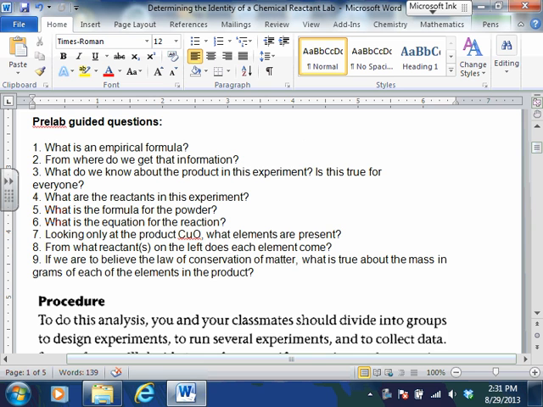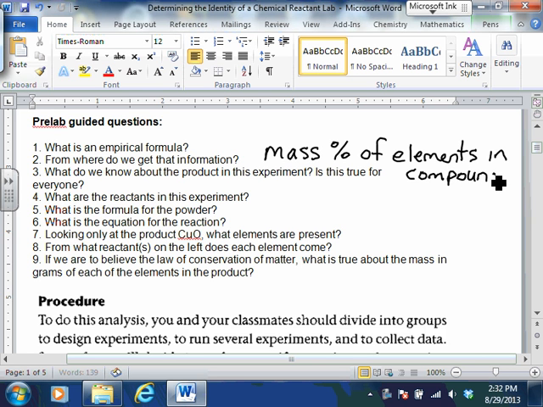From where do we get that information? Okay, that's maybe a little bit more tricky. But we're going to get that information usually from the mass percent of the elements in the compound. Okay, so the mass percentage, because remember, when we're finding an empirical formula, the rhyme is percent to mass, mass to mole, divided by small, multiplied to the whole. So usually what we're starting with is a mass percentage.